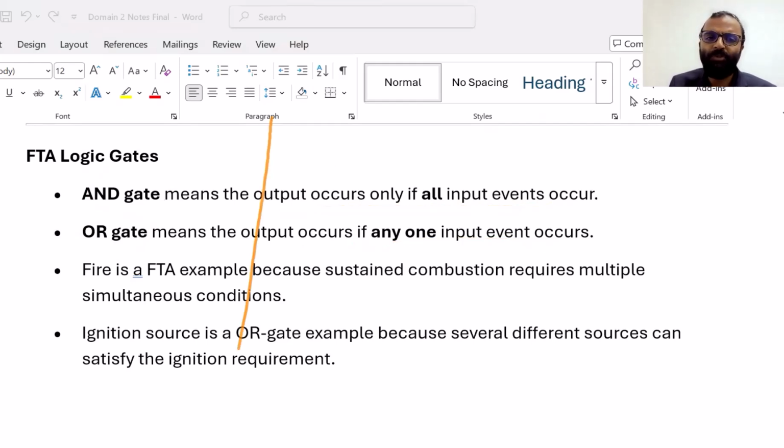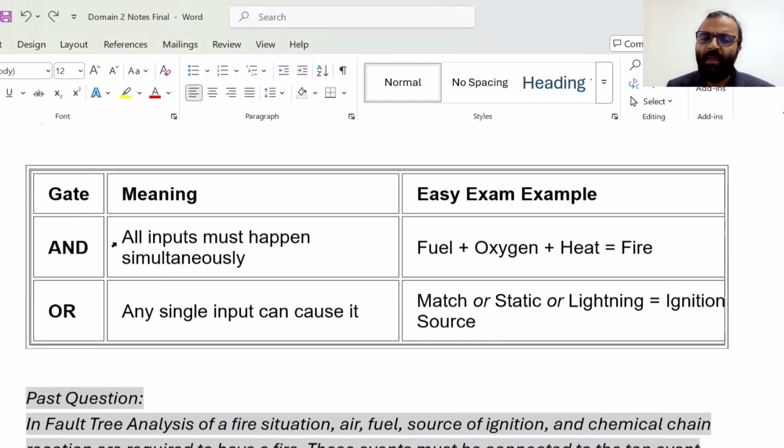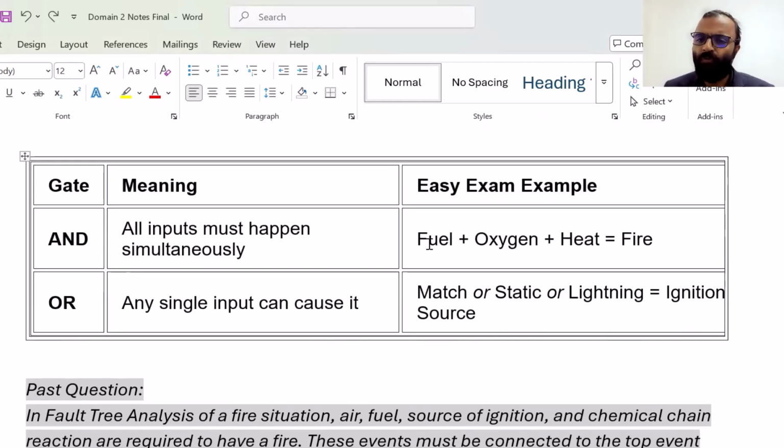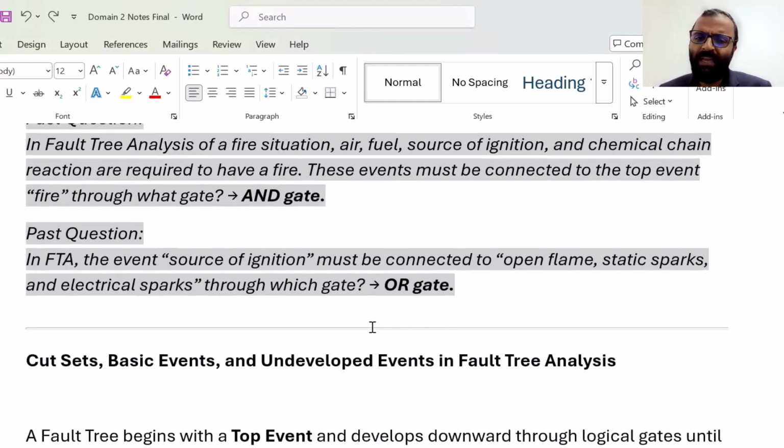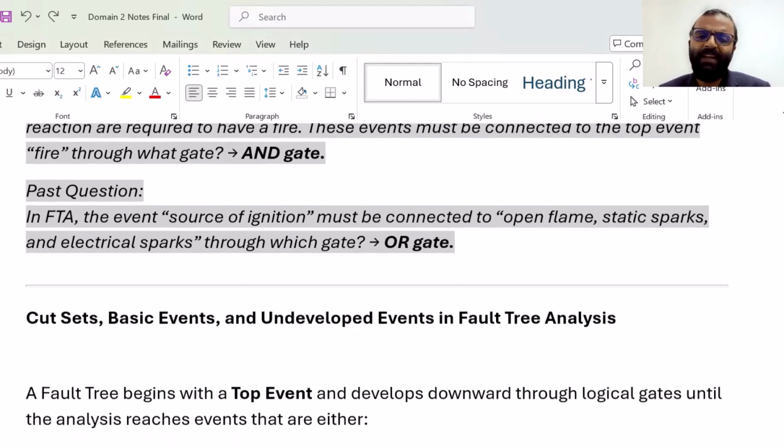For example, you are analyzing an event. AND gate is there, OR gate is there. With fuel, oxygen and heat, fire will occur. OR gate means only one thing is required. AND means all are required. So this is the AND gate and OR gate. That is our fault tree analysis.